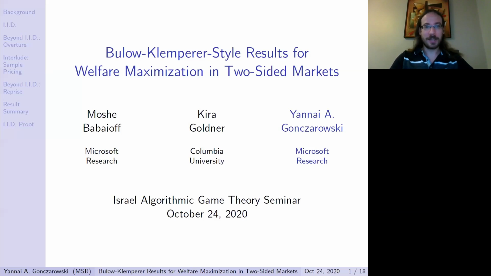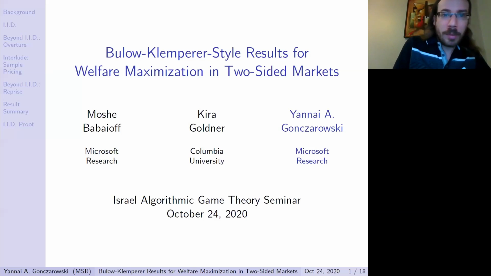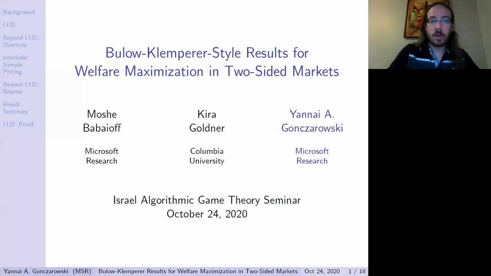Okay, so let's start. This is joint work with Moshe Babaioff from Microsoft Research in Herzliya and with Kira Goldner at Columbia. I'm going to tell you about Bulow-Klemperer-style results for welfare maximization in two-sided markets. So let's start with two-sided markets and then work our way toward Bulow-Klemperer.